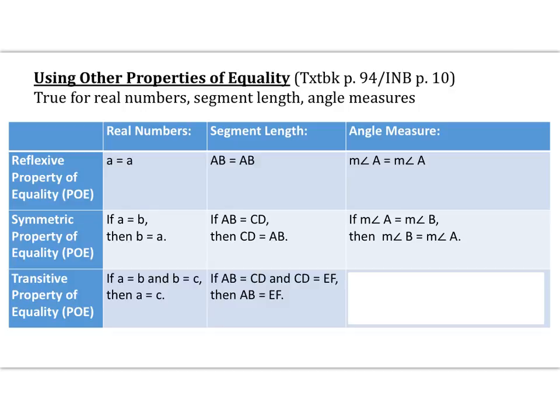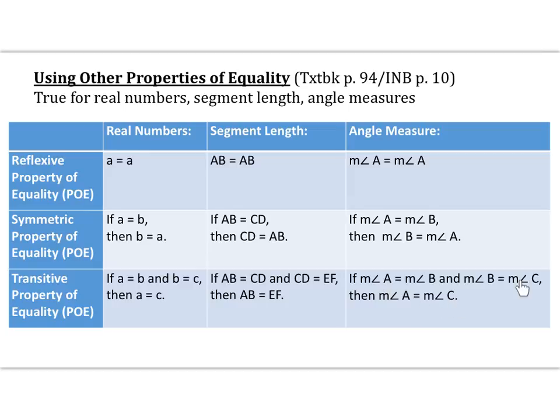And that can still be true also in segment length. So if AB equals CD and CD equals EF, then AB equals EF. Because AB and EF are both equal to the same length CD. So therefore they must be equal to each other. And then we have our angles. So we can also use transitive property of equality with angle measures. So if measure of angle A equals measure of angle B, and measure of angle B equals measure of angle C, then measure of angle A equals measure of angle C.